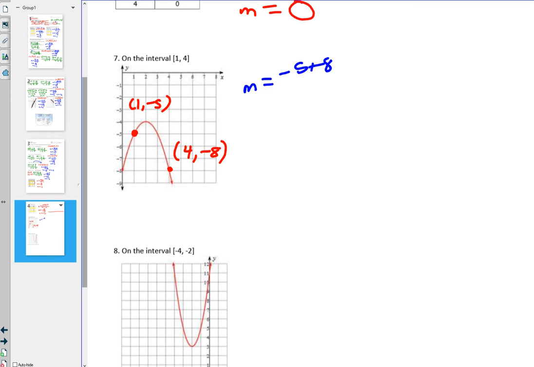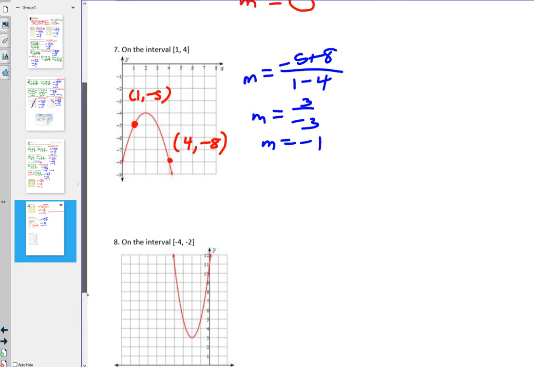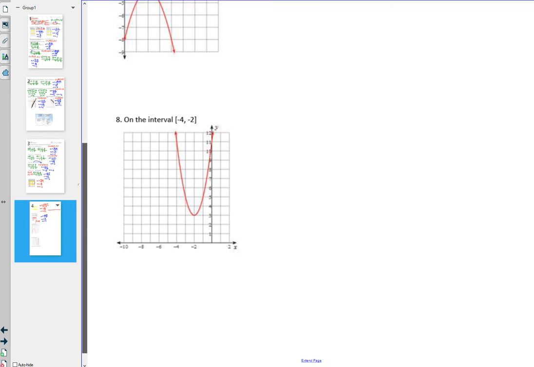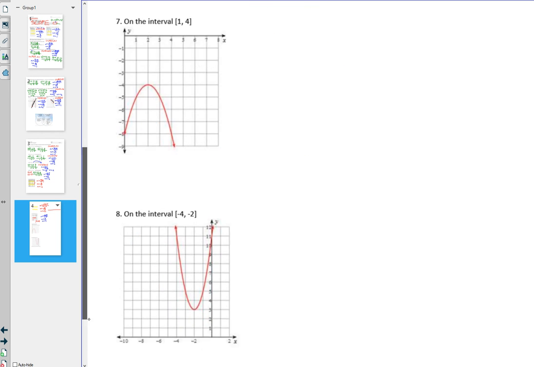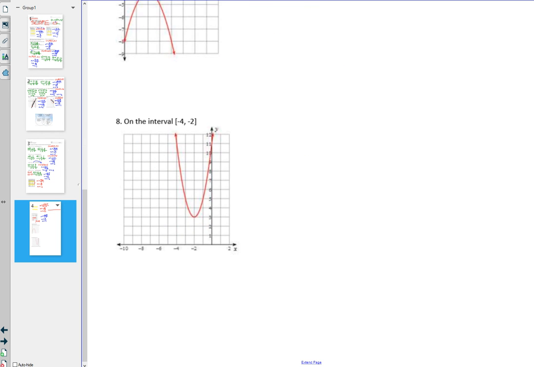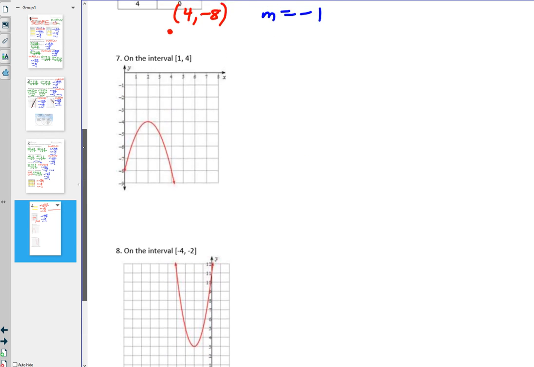Negative 5 plus 8 over 1 minus 4. So that's going to be 3 over negative 3, which is negative 1. So that makes dollars and cents. What's a hot move? The opposite of a low pot move.